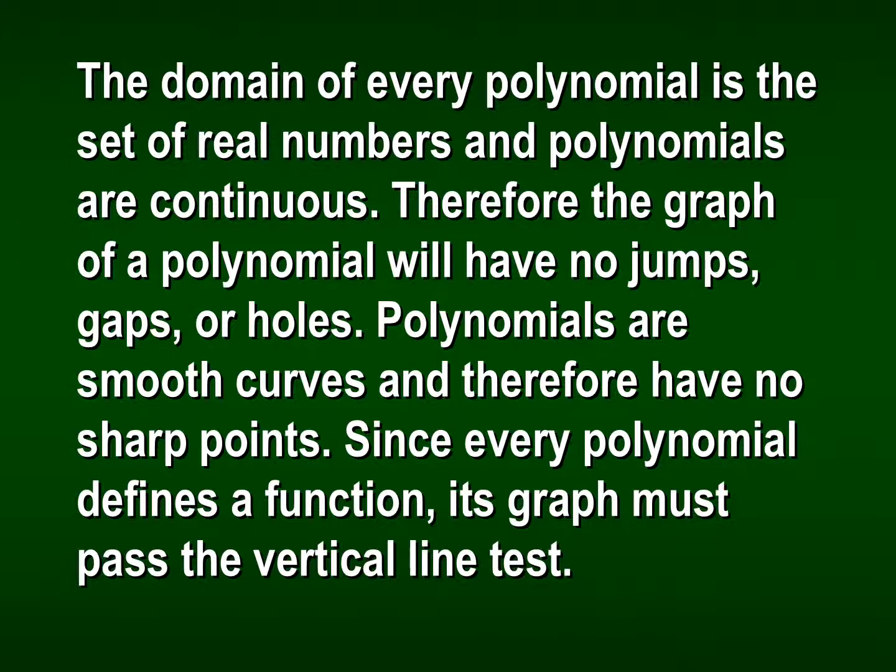So when we're talking about polynomials, the domain, which is our x values, is always all of the real numbers. And polynomials are always continuous. There's never going to be any jumps, gaps, or holes. So when we say continuous, that means that if we were to trace the graph with a pencil, we would never pick up our pencil. Polynomials are also smooth curves, so they don't have any sharp points like absolute value graphs have. They're always going to be smooth curves even when they change direction. And since polynomials are functions, they also have to pass the vertical line test.